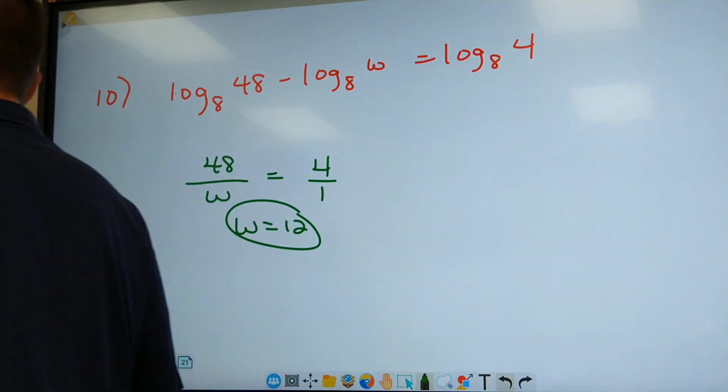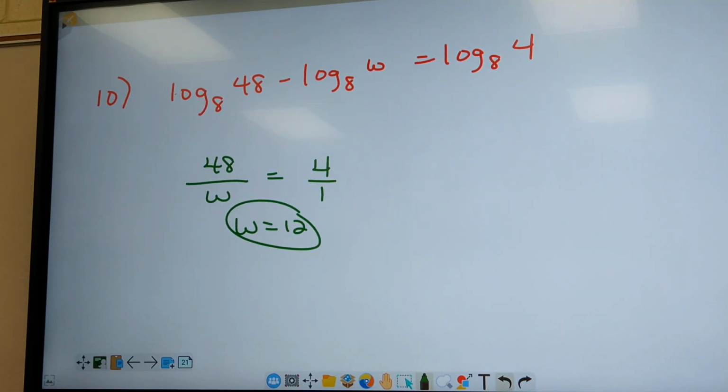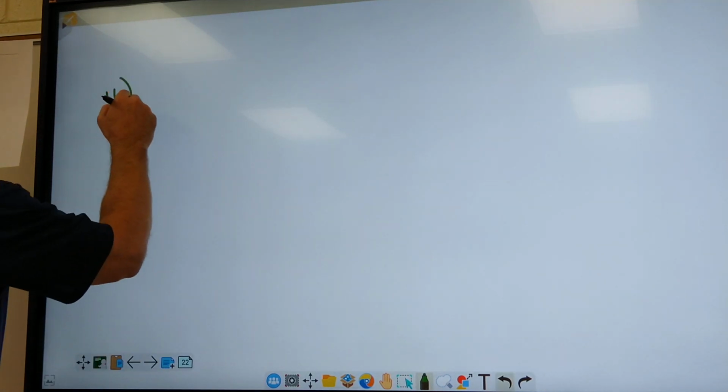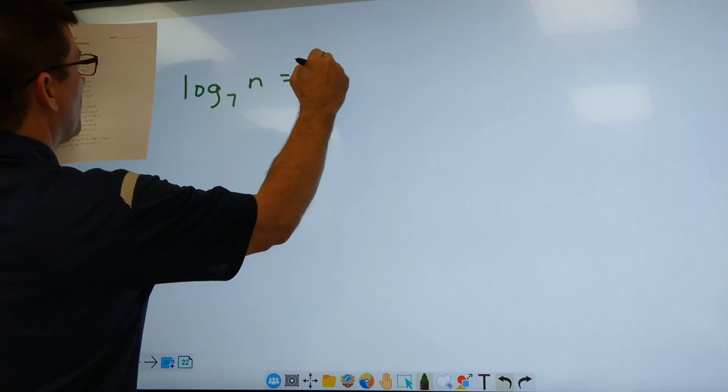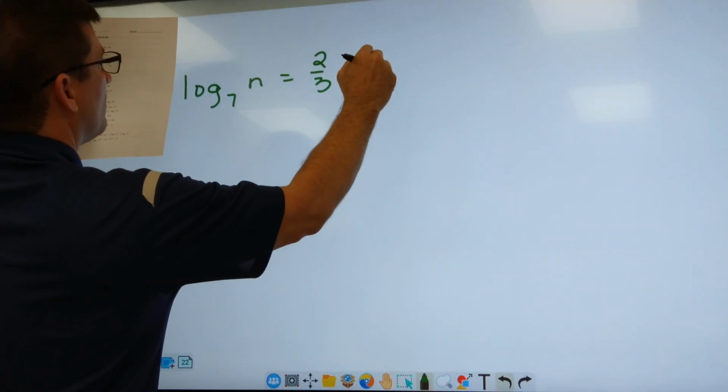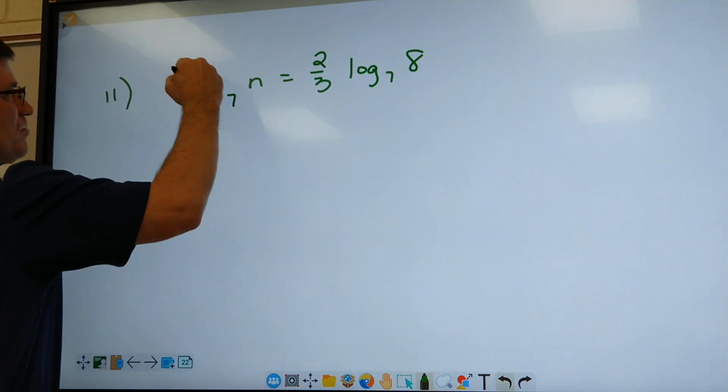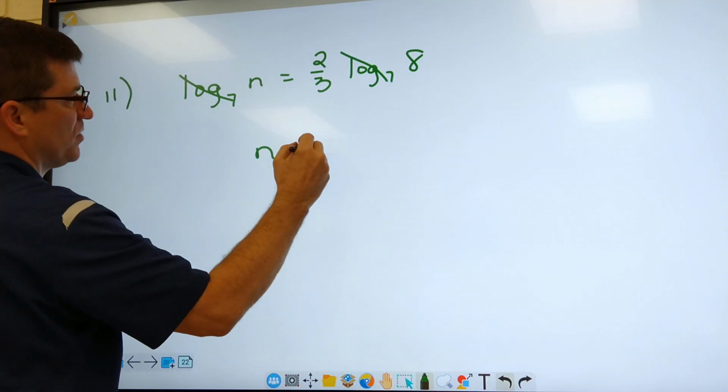All right, let's do another one. Let's go to 11. Log base 7 of n equals 2/3 log base 7 of 8. All right, so we mark our logs out. You guys want to guess what happens?